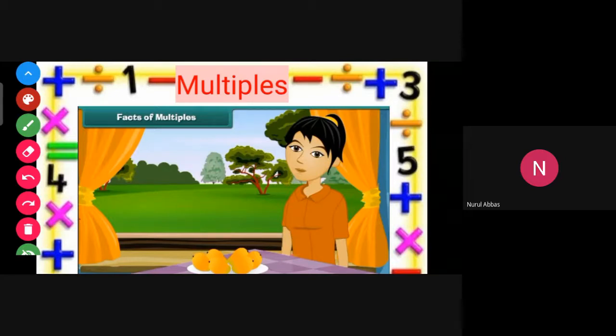Now next name is Anas. Will you just count and say how many mangoes are there and how many dishes? Okay ma'am, 6. 6 mangoes are there and only one dish is there. So how can we show that in a multiplication form? 6 ones are 6. Yes, 6 ones are 6.